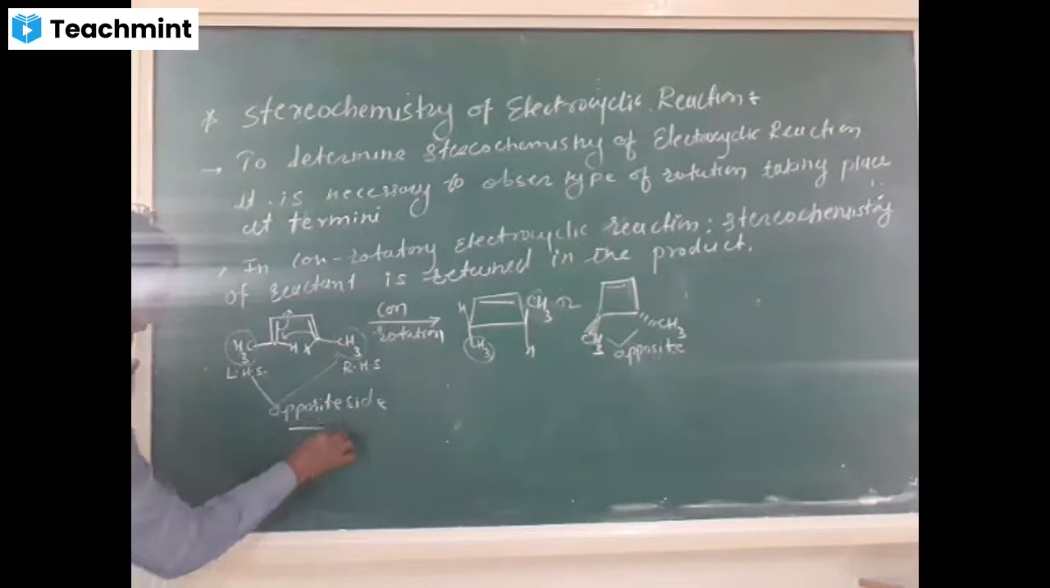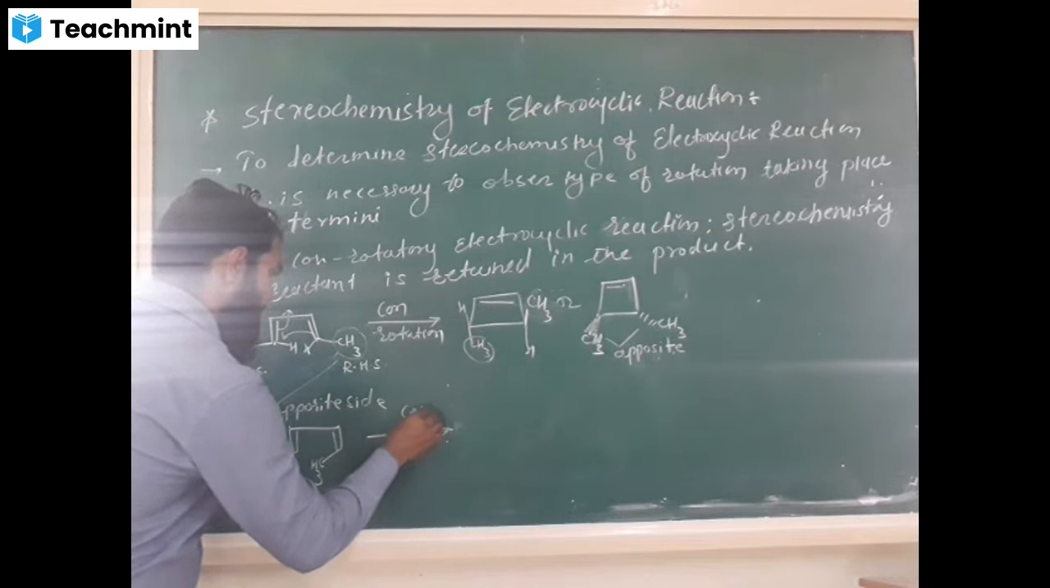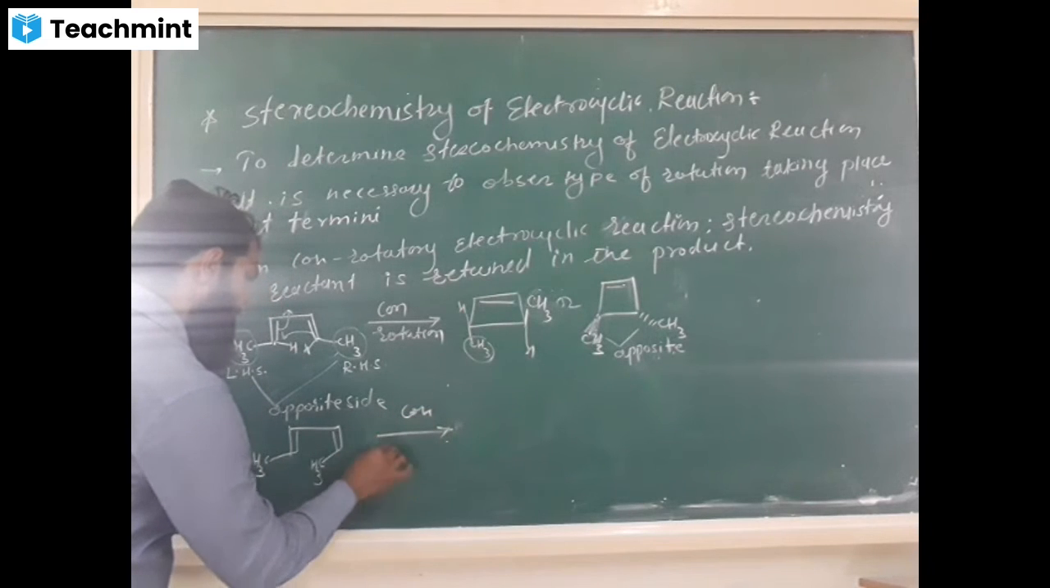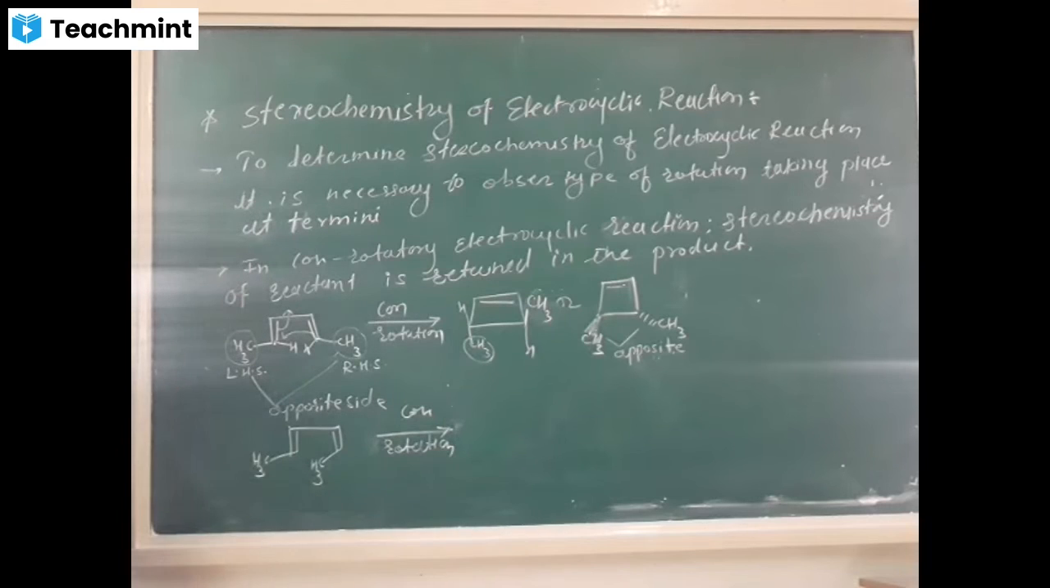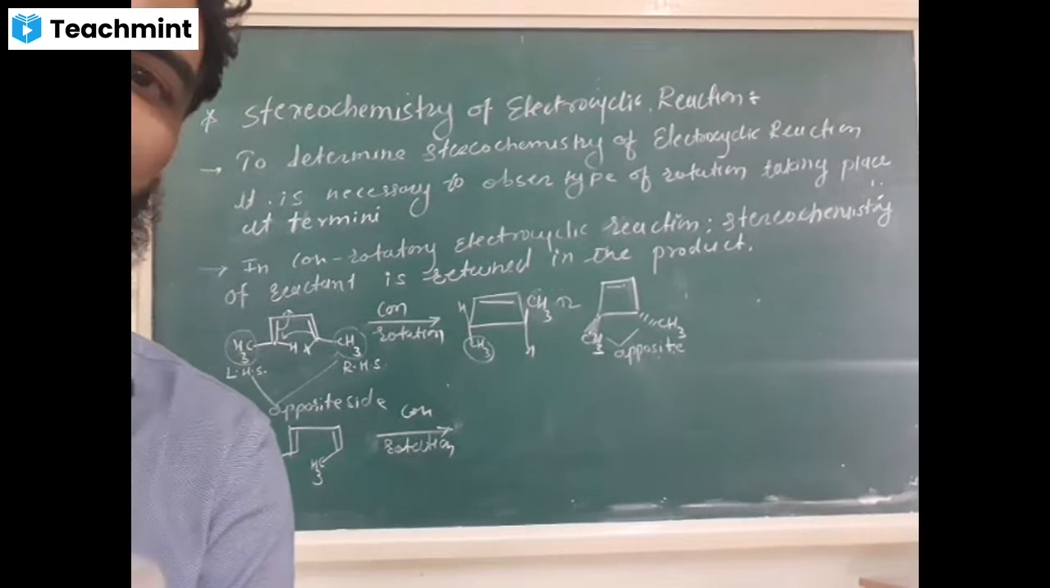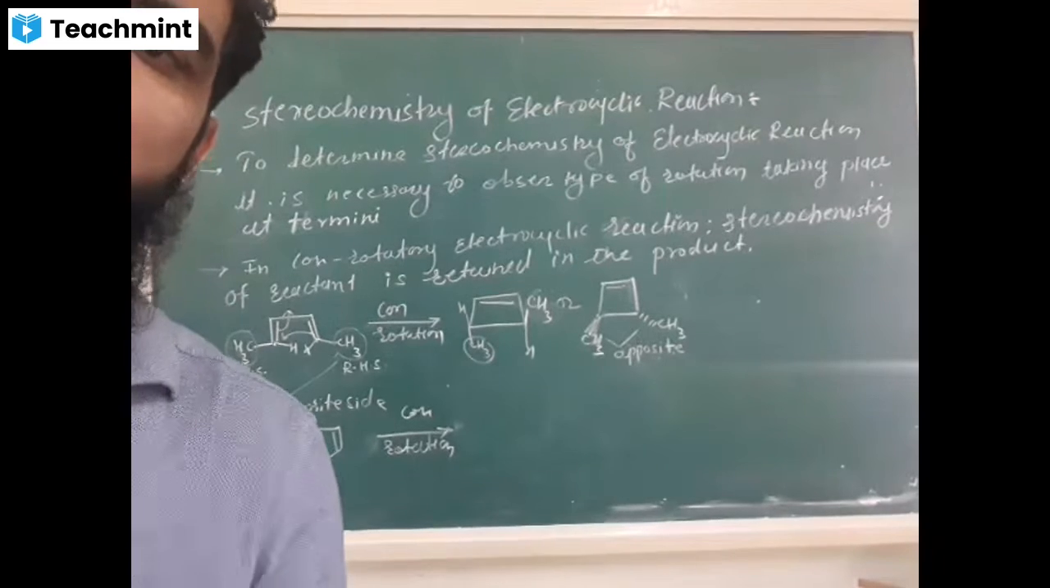If I take another example, this is the CH3, and this is the double bond, this is the CH3, and if I do the conrotation, what will be the product? Can you judge the product? Here also the electrocyclization reaction takes place. The difference is that both the CH3 are on the same side. Then what happened? In product also they will appear on the same side. Correct?